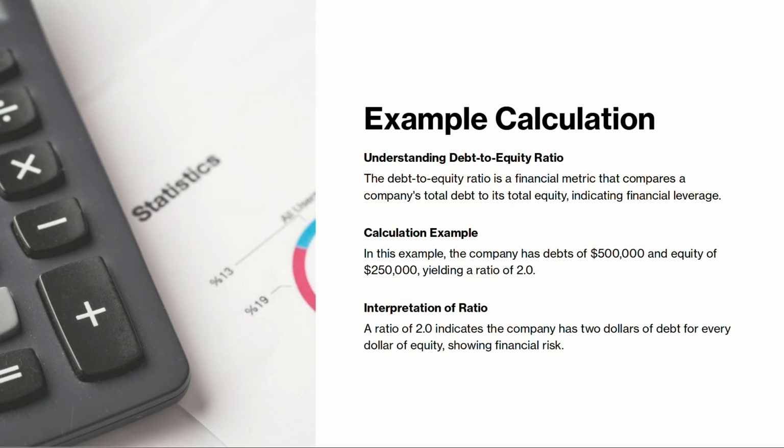Example calculation. Understanding debt to equity ratio. The debt to equity ratio is a financial metric that compares a company's total debt to its total equity, indicating financial leverage. Calculation example. In this example, the company has debt of $500,000 and equity of $250,000, yielding a ratio of 2.0. Interpretation of ratio. A ratio of 2.0 indicates the company has $2 of debt for every dollar of equity, showing financial risk.